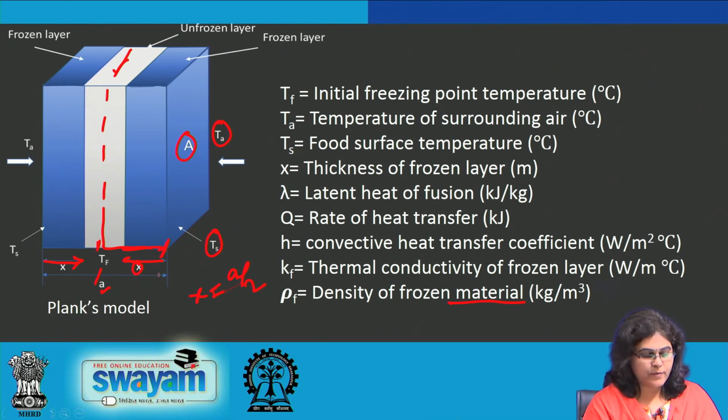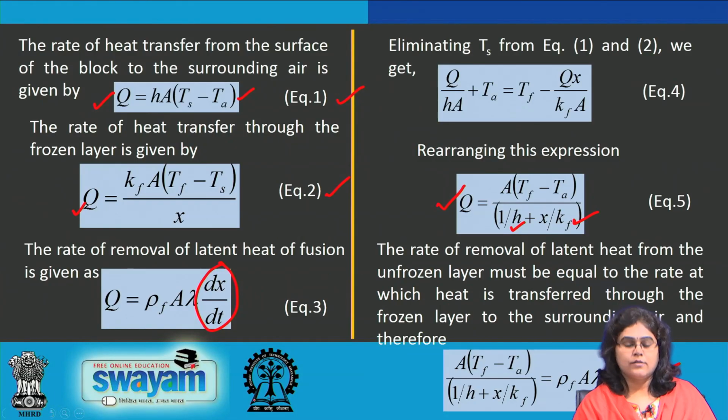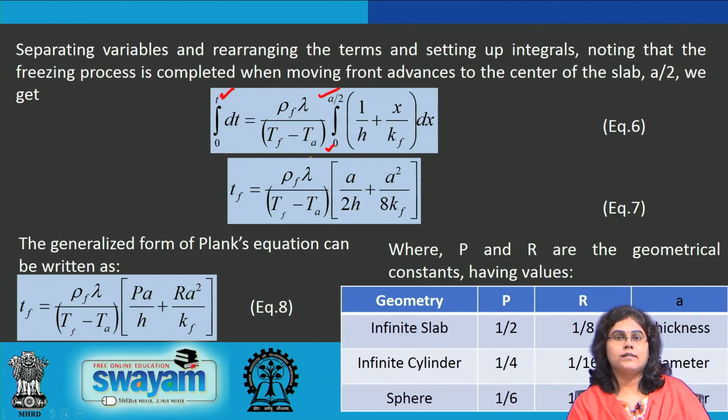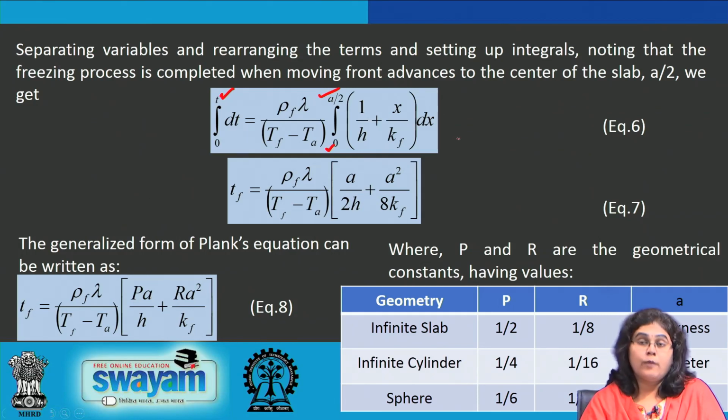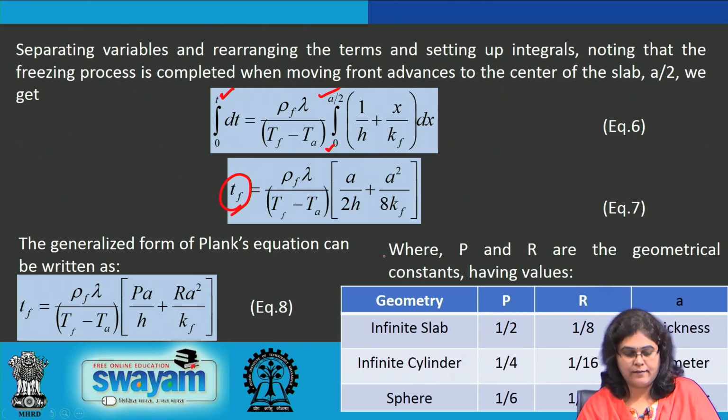So, suppose we start from here. Our distance x is 0 here, and when we reach the center, x is equal to A by 2. So, this is the condition at which we can integrate the same time as well as the distance through the food block. By solving this equation we get the freezing time, which can be represented as rho f lambda upon Tf minus Ta into A by 2h plus A square by 8 Kf.